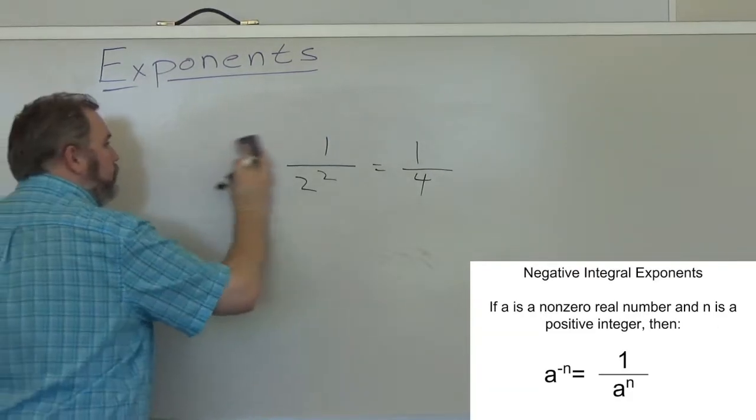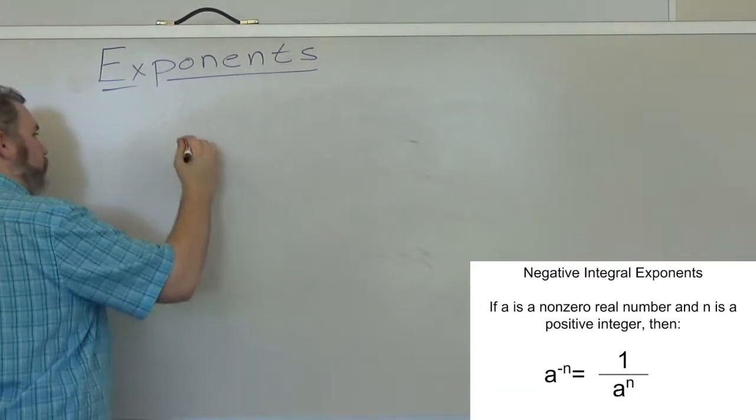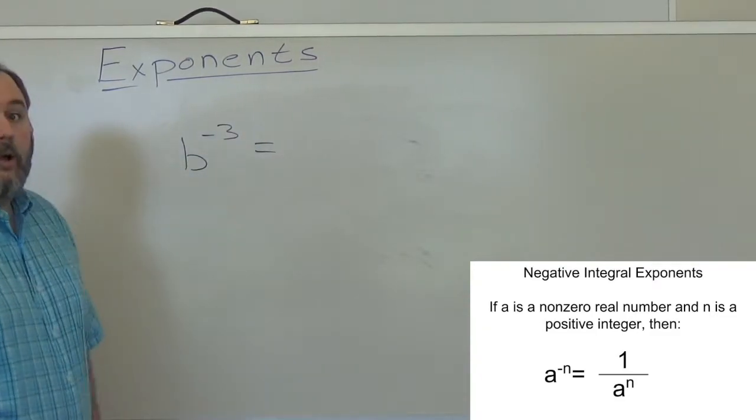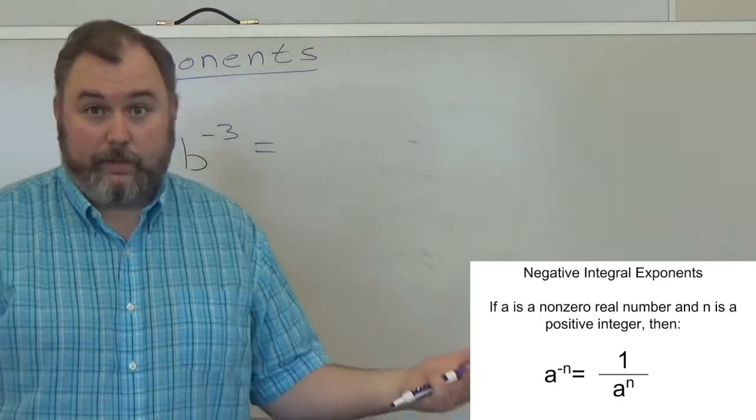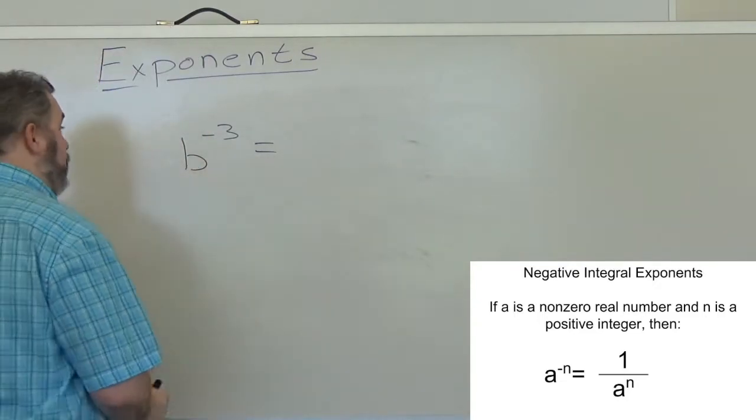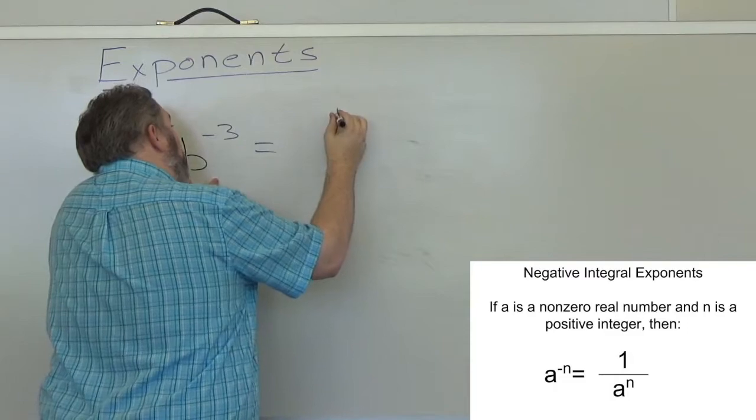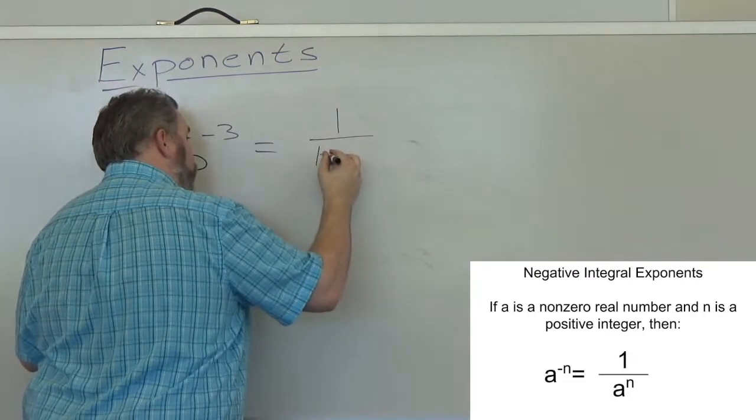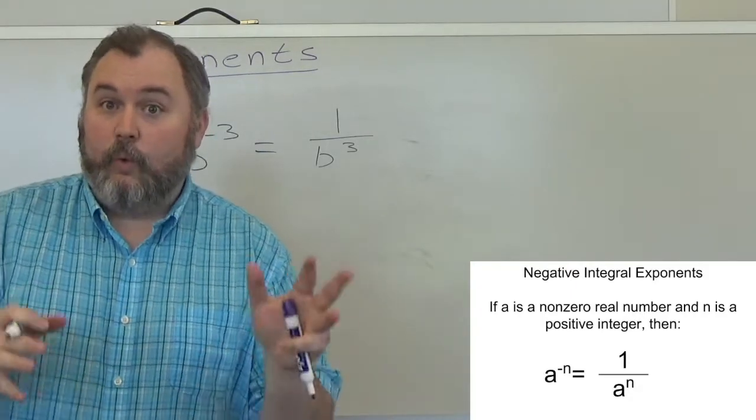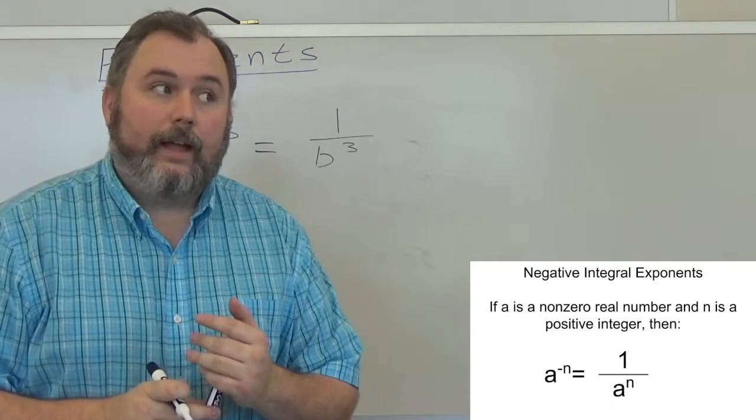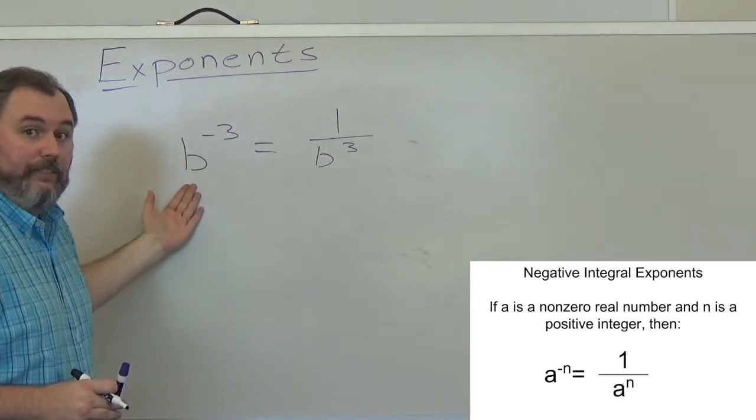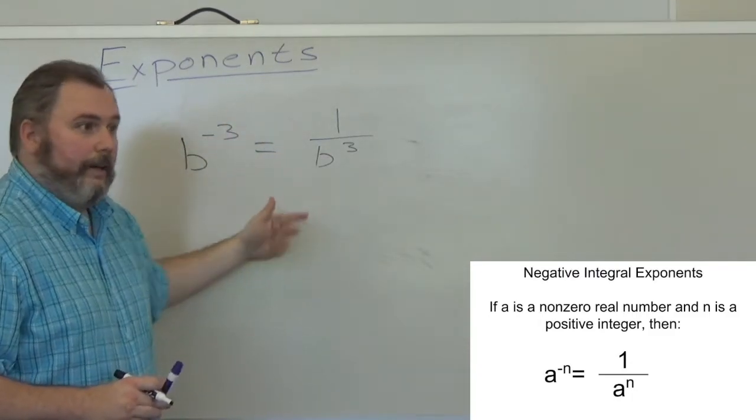Let's try some more. We have b to the negative 3rd power. All we want to do is flip it. Automatically, you should be thinking, hey, I need to put this number, b to the 3rd, under 1 and get rid of the negative. We don't like negatives. We get rid of negatives. And in order to do that, if it's on the top, we pull it down to the bottom. Right here, the negative is technically on the top. We put it on the bottom.